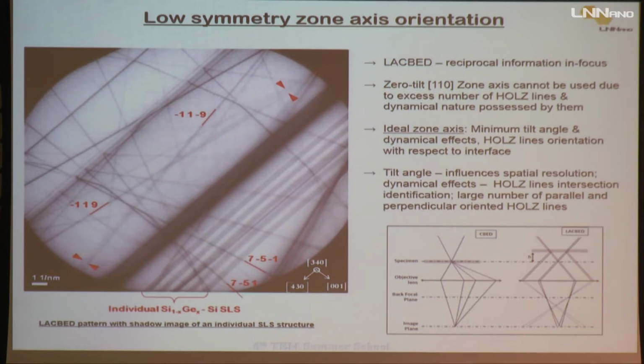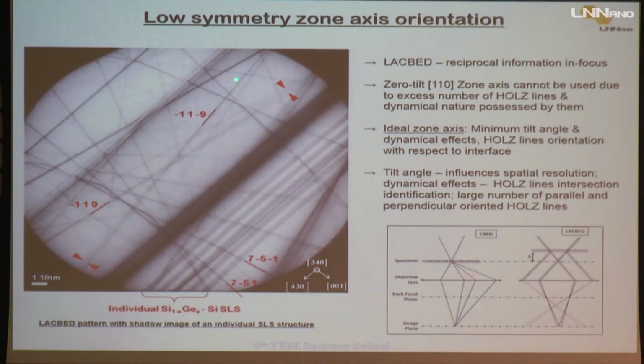So something like this here, and I believe I have shown you how to do this LACBD technique. We raise the sample by a certain height, and by doing that we get this reciprocal lattice into focus, and this band region is out of focus. But we can straight away see how good it is, because here we can see a particular HOLZ line that is oriented parallel to this silicon germanium superlattice structure, the individual layer.